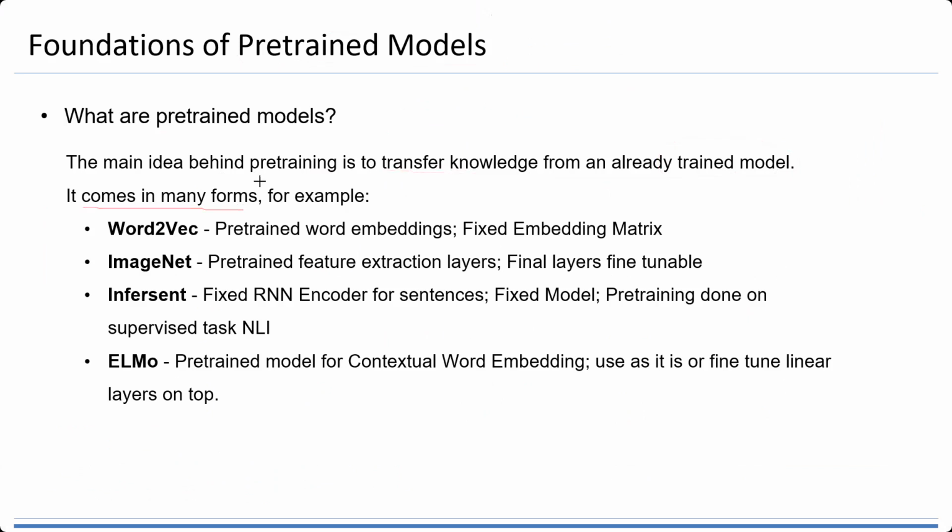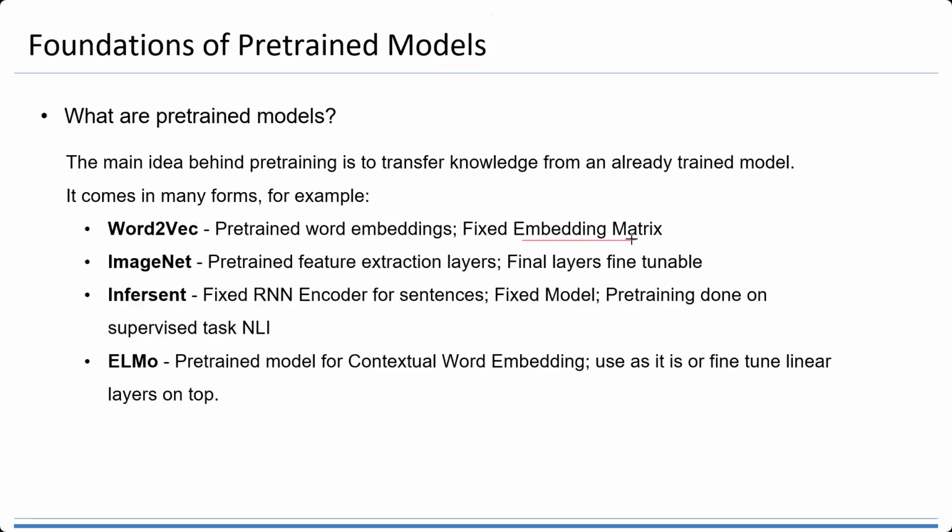If you learn from text representation, we learned about word2vec. Word2vec is one of the pre-trained models, and it is called the pre-trained word embedding. The pre-trained word embedding in word2vec is fixed, so that's why it is called the fixed embedding matrix.